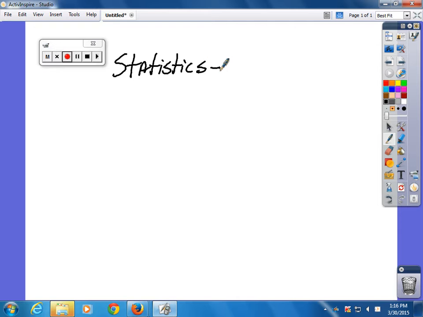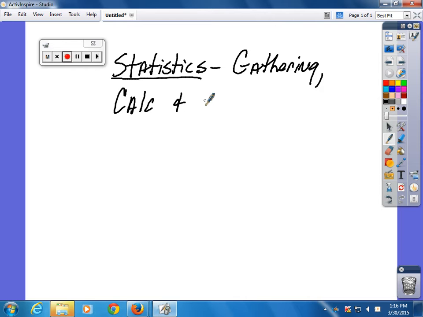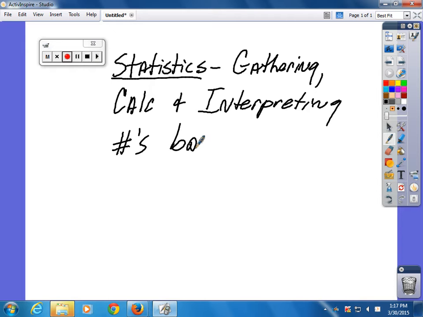Now this is a Hubertism definition. Statistics is gathering, calculating, and interpreting numbers based on a subject.